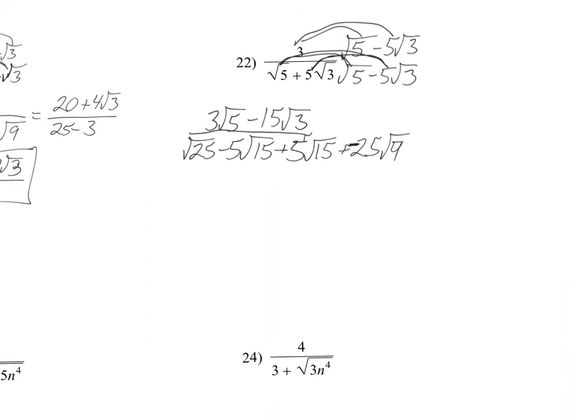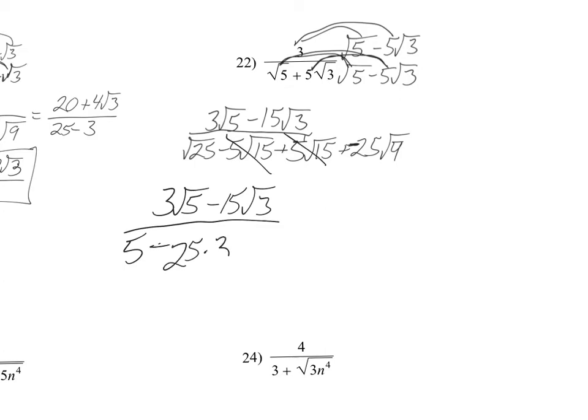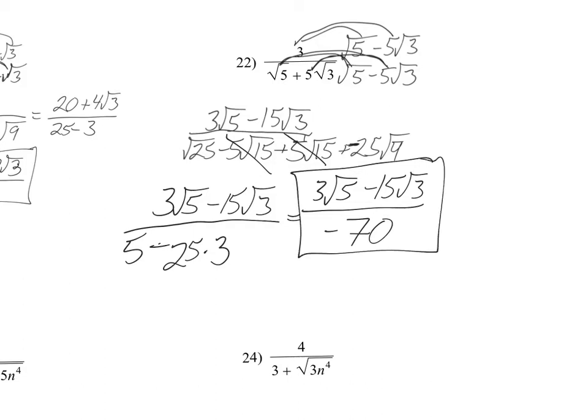So let's simplify this down a little bit. We have 3 radical 5 minus 15 radical 3 over square root of 25, which is 5. These two are going to cancel. Minus 25 times 3. So that's going to give us 3 radical 5 minus 15 radical 3 over 5 minus 25 times 3, which is 75. 5 minus 75 is negative 70. So that is my final answer. So one more time, 25 times 3 is 75, so I did 5 minus 75, which is negative 70.